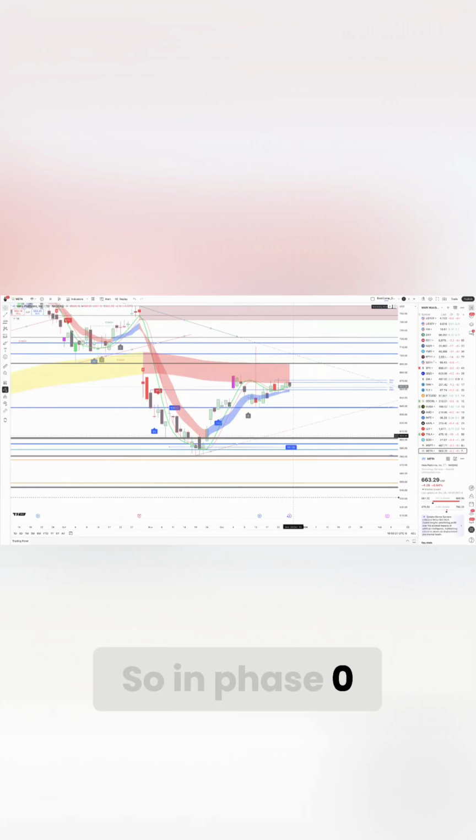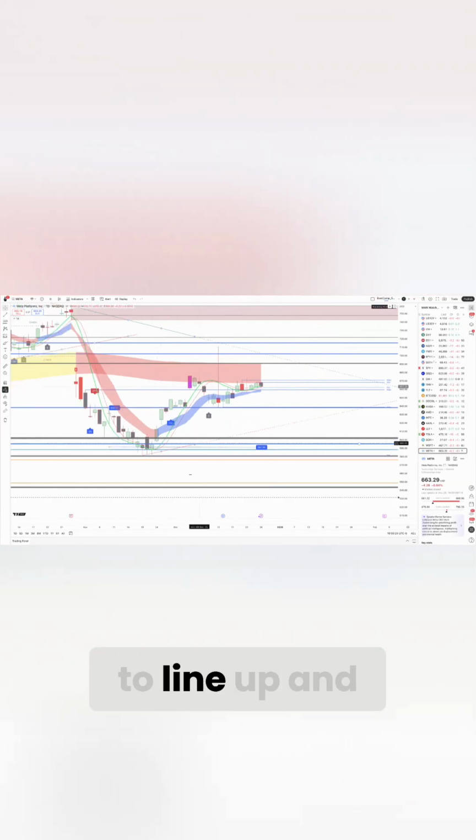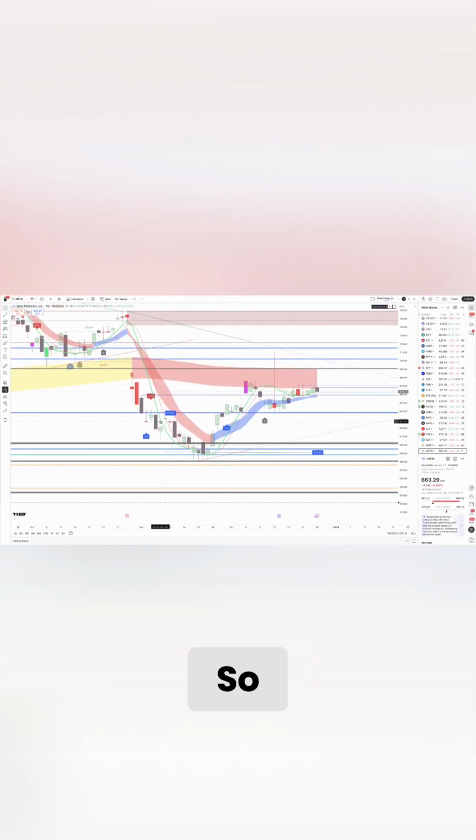So in phase zero, right? We're looking for the liquidity part of it to line up and make sense. So the WTMA is not just a moving average. You can look at it more as a liquidity engine. And when we talk about this word liquidity, everybody throwing it around, it's just where pools of money are sitting. And so institutions, we look at price action as retail traders, but institutions push price toward liquidity.